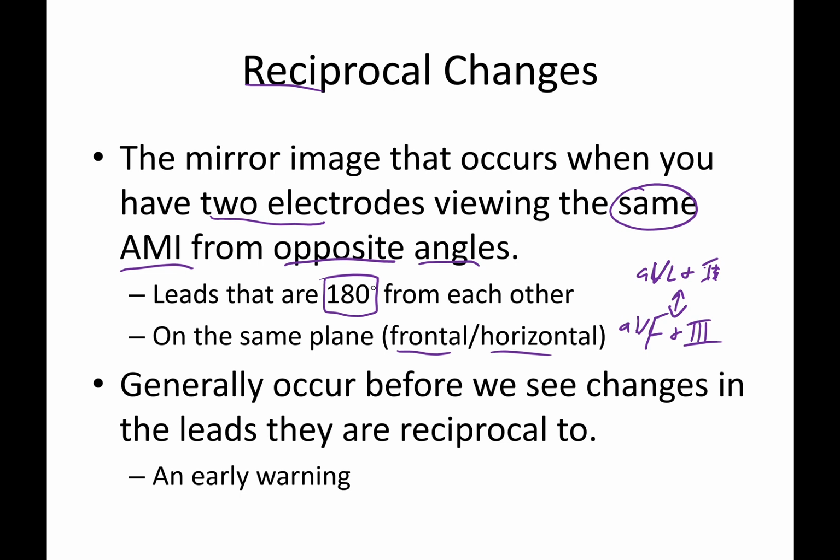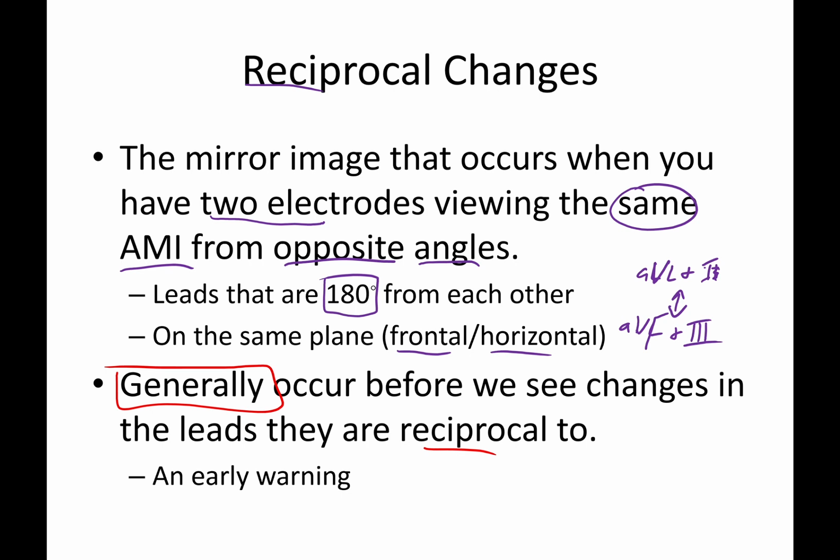Challenging idea. As I walk through this, I'm actually going to give you the shortcuts to know which leads you should look at for reciprocal changes. Last bit, and this is a neat concept, is that reciprocal changes may actually show up before the true problem arises.